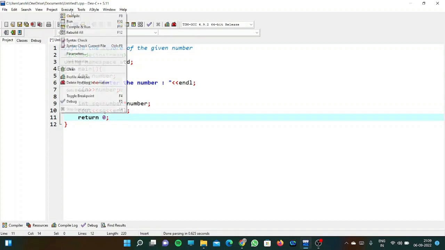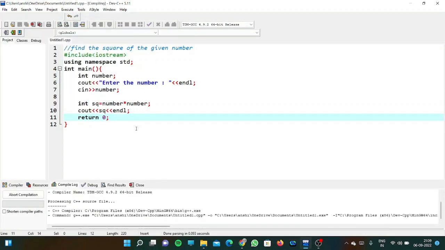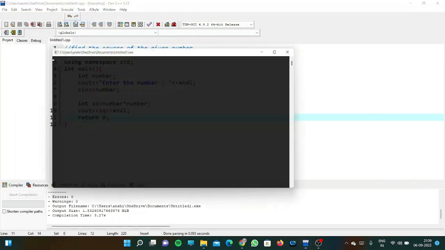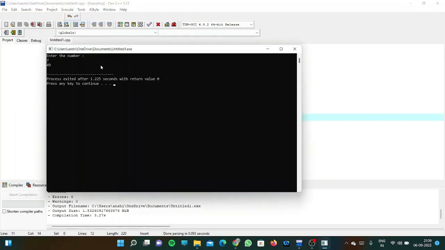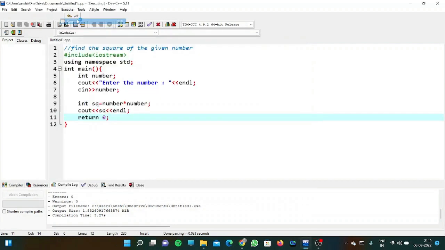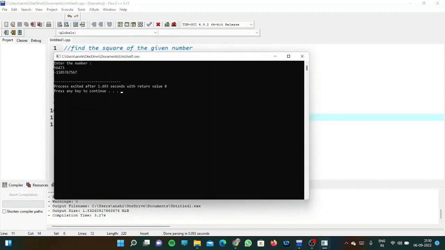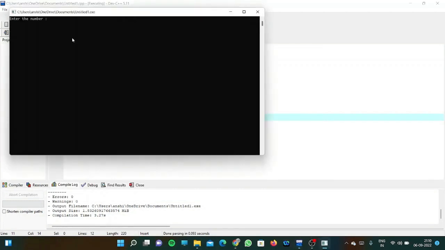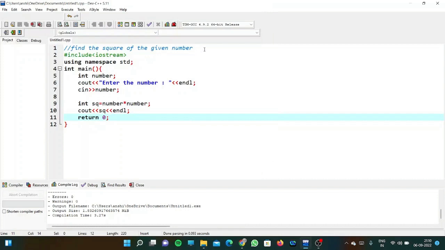Okay, compile this. It has compiled. Now run this. 7 sevens are 49. The square of 7 is 49. Again run. If we write some big number, it's giving us minus. I don't know why. I think the number is too big. Let's run it again. 44. Yes. So our program is working fine.